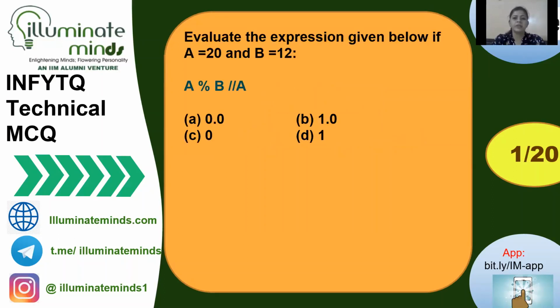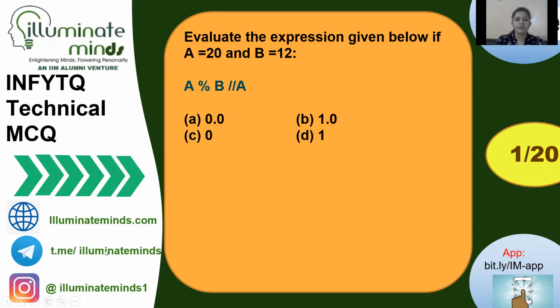Evaluate the expression given below if A is 20 and B is 12, and the expression is A modulus B and then floor division A. Here, where students get stuck is whether to solve it from left to right or right to left. The thumb rule is similar to how you solve BODMAS in math: you go from left to right. So first is A modulus B.